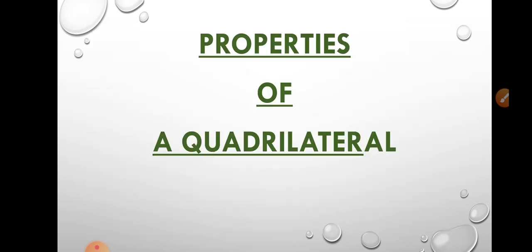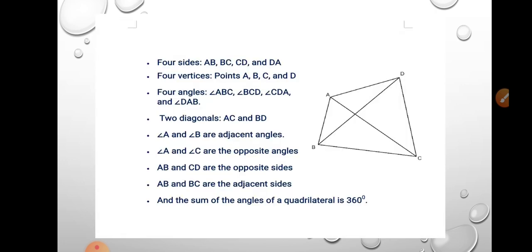Okay, now let's discuss the properties of a quadrilateral. A quadrilateral has four sides, or four line segments, like AB, BC, CD and DA. Four vertices, or corners, like point A, point B, point C, point D. Four angles: angle ABC, angle BCD, angle CDA and angle DAB. Two diagonals also, AC and BD.